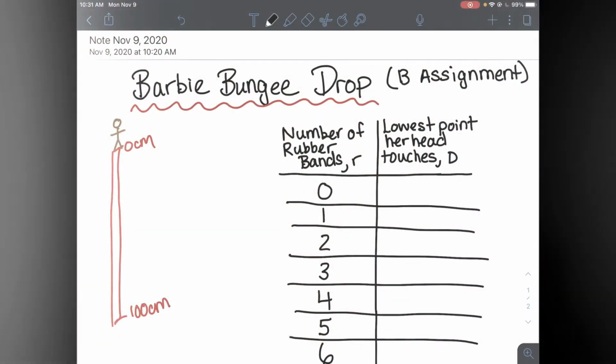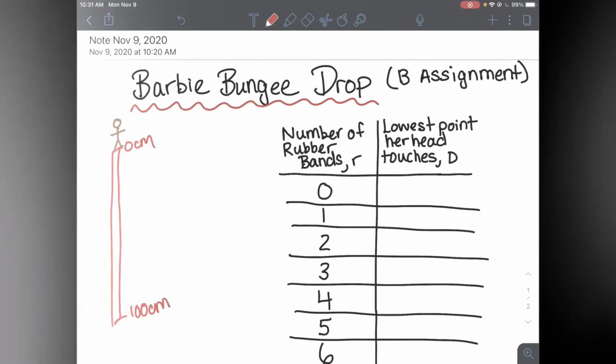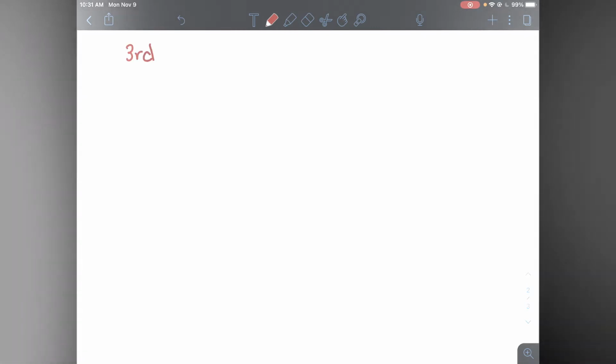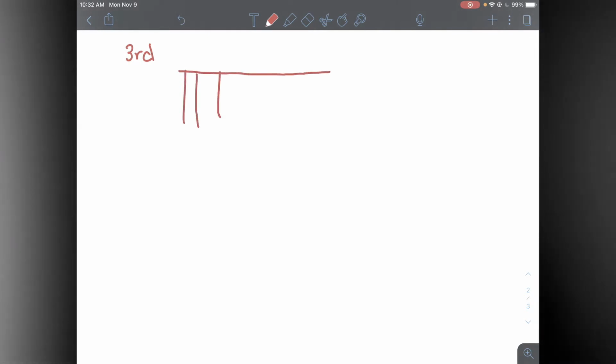This is just to help you figure out Barbie bungee drop, how to write it out. So if you're struggling, here's an idea for you. Okay, so this is the scenario. Let me just go with the overview. We're on the 3rd floor of Bernie Custis, on the 3rd floor railing here.